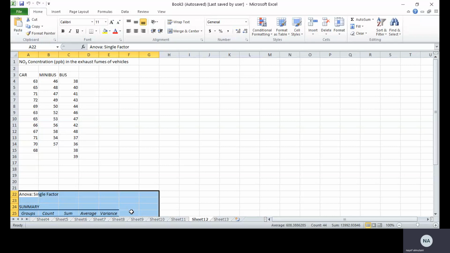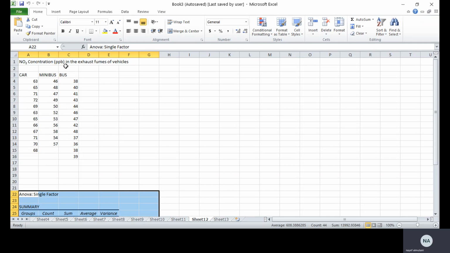It's one of the concepts that we have to understand: ANOVA. Why do we have to use ANOVA? ANOVA is a one-way analysis of variance. The problem here is that we need to determine if there are significant differences between the means of NO2 concentration of the car, minibus, and bus. Of course, NO2 is in parts per billion in the exhaust fumes of vehicles.